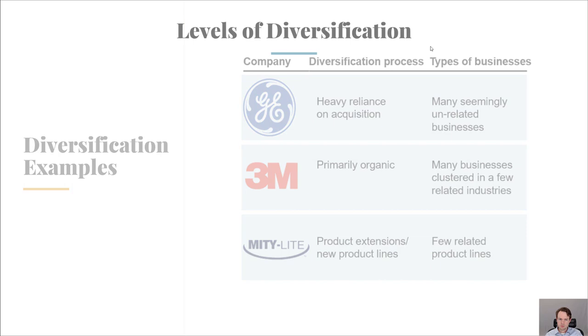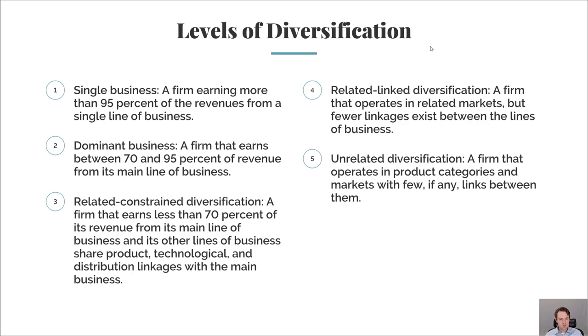Levels of diversification. Single business is when a firm is earning more than 95% of its revenues from a single line of business. A dominant business is a firm that earns above 70%, but less than 95% of revenue from its main line of business. Related constrained is when a firm has grown to the point where its main line of business is less than 70% of its revenue, and its other lines of business share product, technological, and/or distribution linkages with the main business. So they're very closely related.